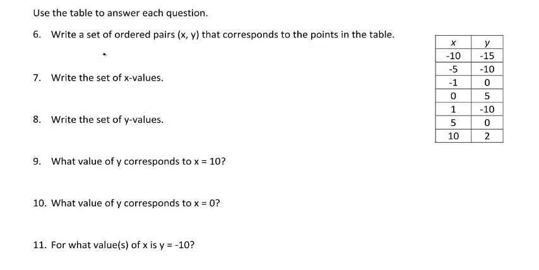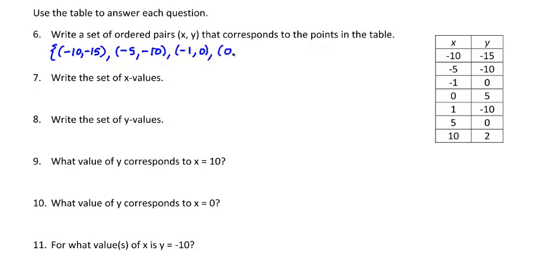Now we want to write a set of ordered pairs that corresponds to the points in the table. And we're given this table of x values and y values. To find the ordered pairs, we will just simply write a list of the corresponding x and y. So we have a -10 paired with a -15, so that's the ordered pair -10, -15. Then -5 is paired with -10, so -5, -10. -1 is paired with 0.